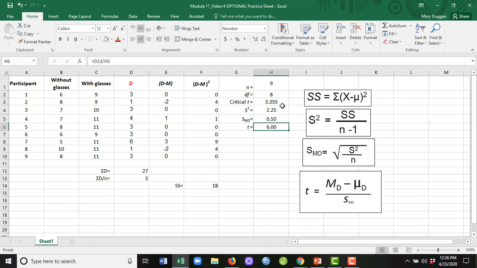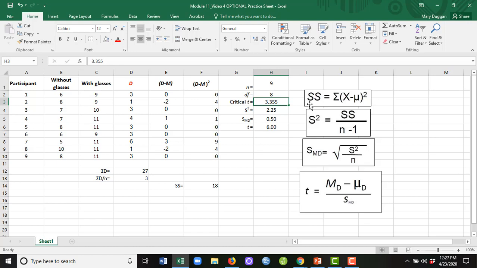Is 6 more extreme than 3.355? Absolutely it is. It is further out in the tail. And when this happens, we can reject the null hypothesis. We're rejecting the idea that there's no difference between these two groups. There is a difference between these two conditions, without glasses and with glasses. And so we reject the null hypothesis. We find a statistically significant result.